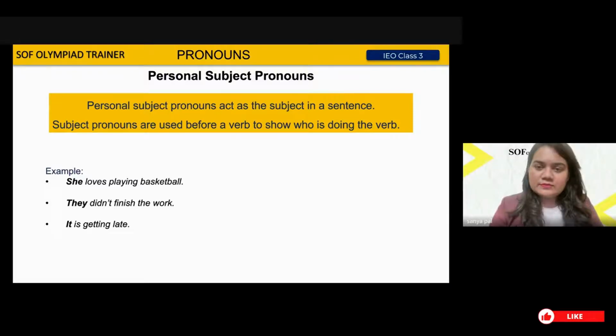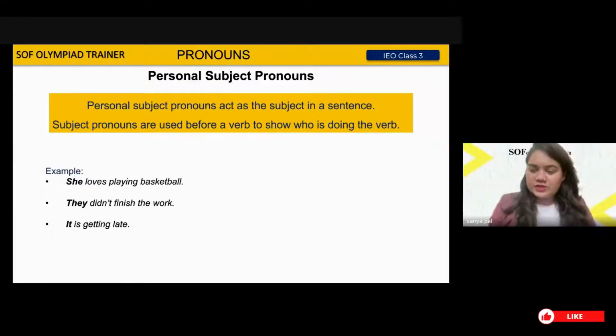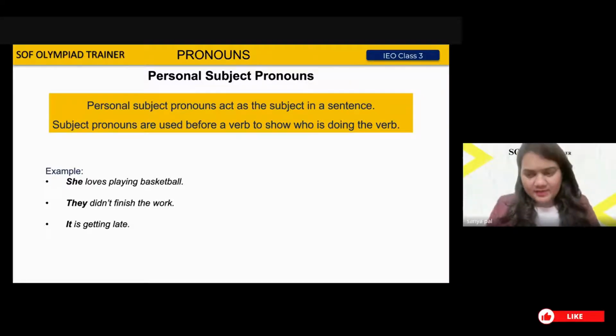The person who is not in the conversation, or maybe they are nearby us, but they are not really participating in the conversation, right?